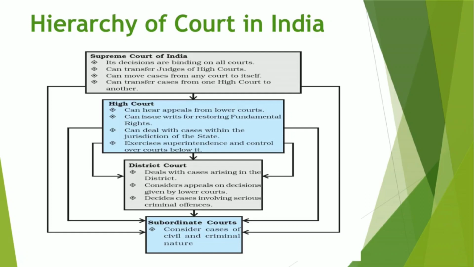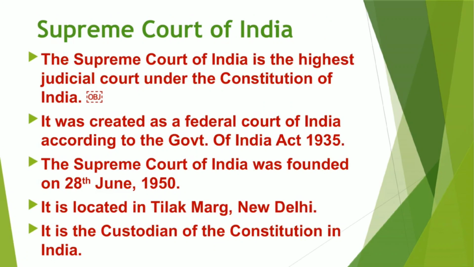Again, this subordinate court is classified into two different types. These are civil court and criminal court. The judge of the civil court is known as district judge, and that of criminal court is known as session judge. The Supreme Court of India was created as a Federal Court of India under the Government of India in 1935, and finally, after independence, it was founded on 20 June 1950.